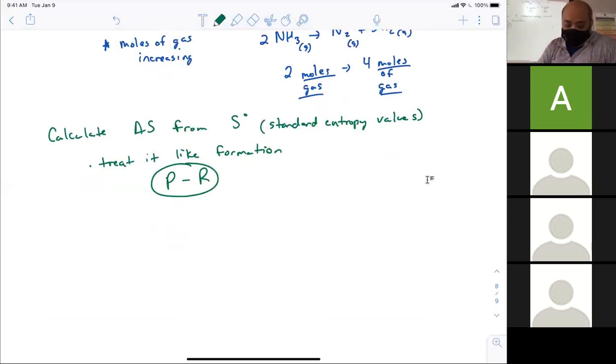The key thing that you want to remember, though, is delta S is in joules per mole Kelvin. And it's important that you understand that it's in joules, because those units will come and haunt you later on when you're not calculating things correctly with delta G. Questions about that?